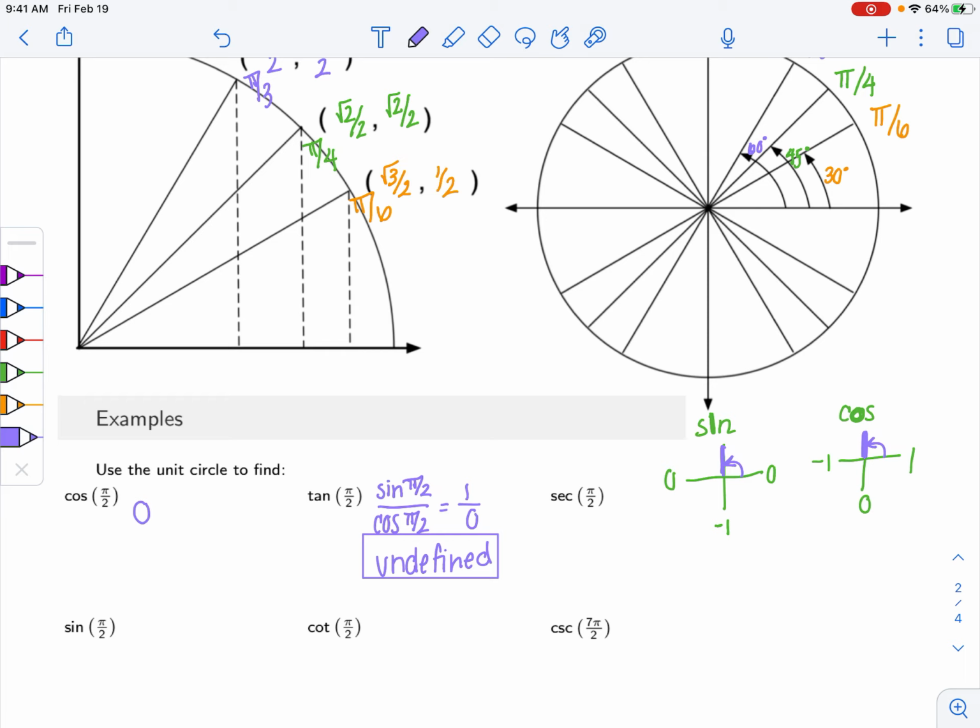Secant of pi halves. Secant is 1 over cosine. Well, the cosine is 0. So 1 over the cosine is going to be 1 over 0. That one's undefined. Sine of pi halves, that's actually right here. Sine from here to here, 1, bada bing.